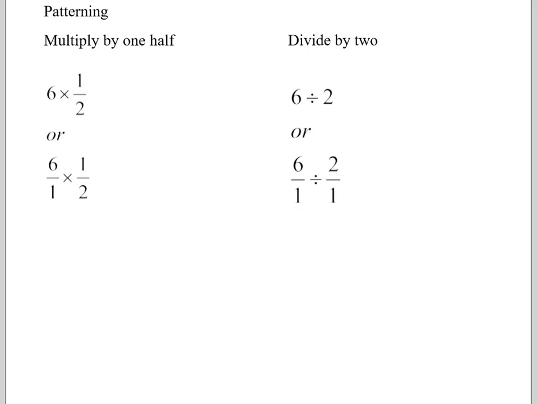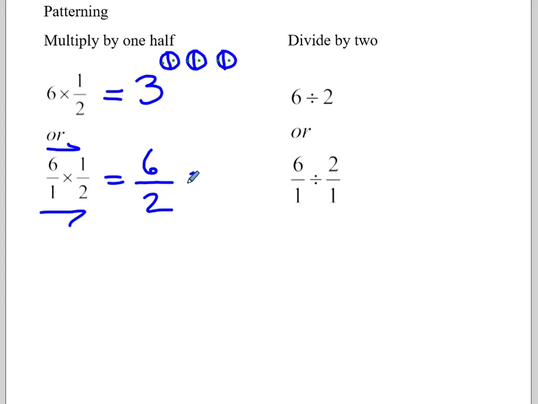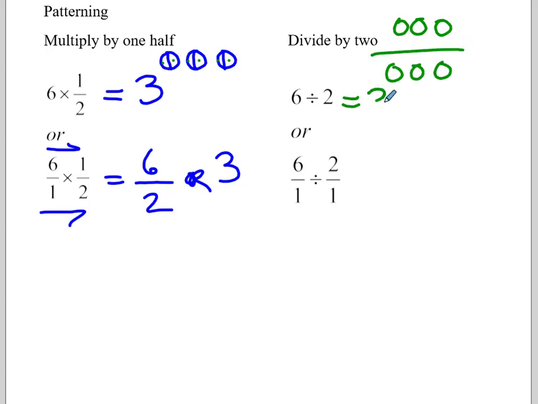6 times a half. Well, that's 6 groups of a half, so if we draw this, and we cut them all, and then we count them, 1, 2, 3, 4, 5, 6 halves is the same as 3 whole units. If we do this with our shortcut, multiply across the top, multiply across the bottom, and 6 divided by 2 is 3. If we come over to the division, 6 divided by 2, if I break my 6 up into 2 separate groups, then each group has to have 3 in it. So again, we get the same answer, and I would like you to take a look at what's the same and what's different.